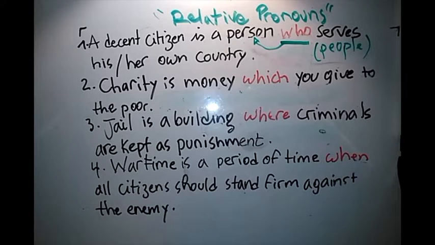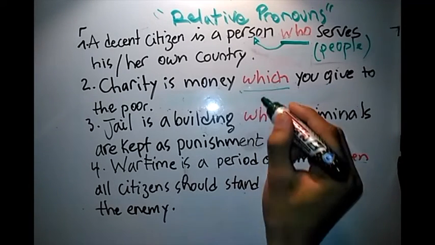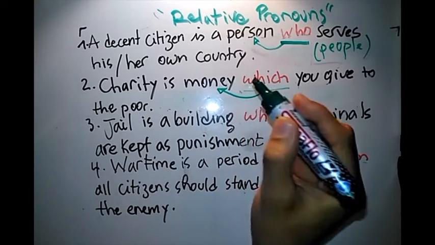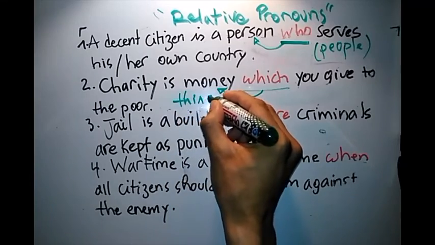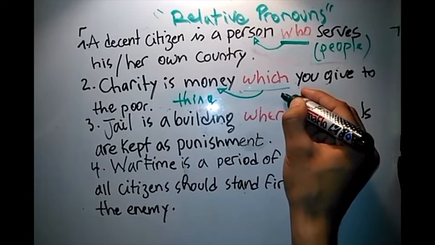Second sentence, charity is money which you give to the poor. The relative pronoun used here is which, and it is used to refer to money, which is a thing, which also can be used to refer to animals.